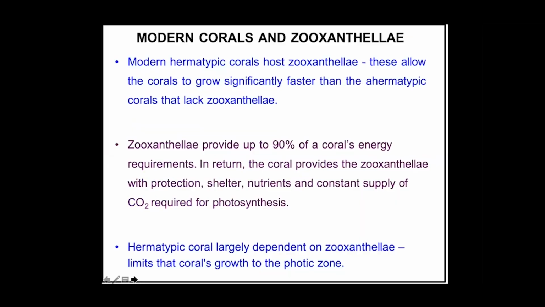They're what we call symbiotic zooxanthellae. Very, very important. So the modern corals that we look at have these zooxanthellae. They have a symbiotic relationship, so both benefit from the other. And it appears that this is what allows the corals to grow very fast. The exact mechanism for that is not really known. It's also estimated that these zooxanthellae provide up to 90% of the coral's energy requirements. In return, the coral provides the zooxanthellae with protection, shelter, nutrients, and a constant supply of CO2.